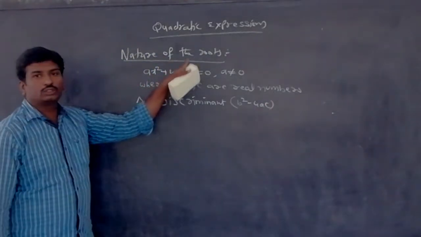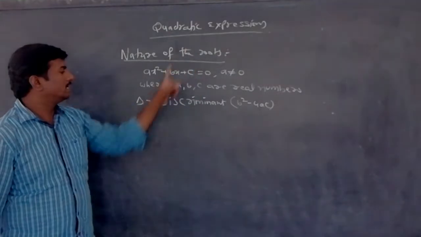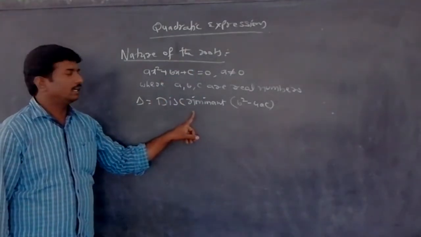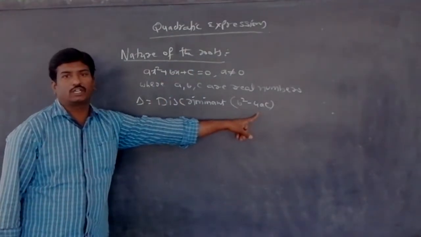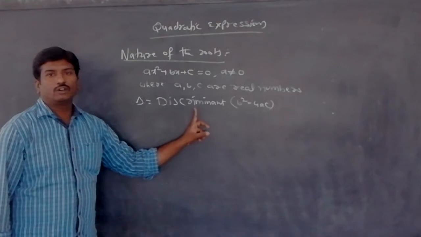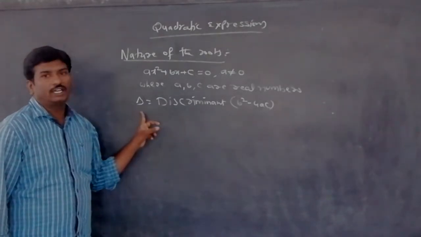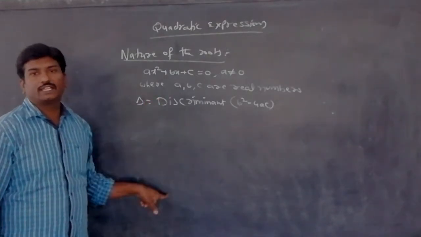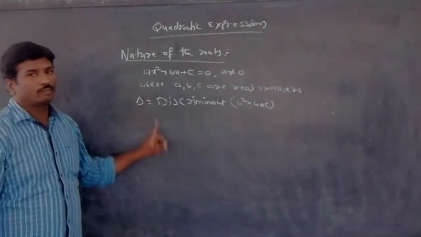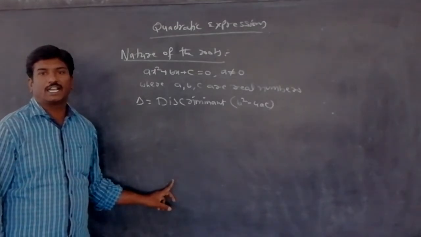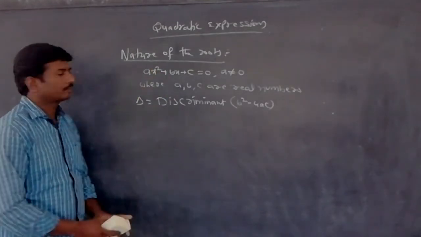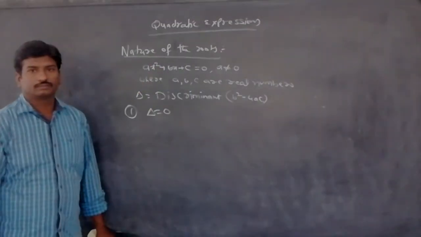The nature of the roots of a quadratic expression depends on the discriminant. The discriminant is nothing but b² − 4ac. Generally we denote the discriminant with delta. So it satisfies the following conditions, and by using these conditions we can declare its nature. The first one is delta equal to 0.